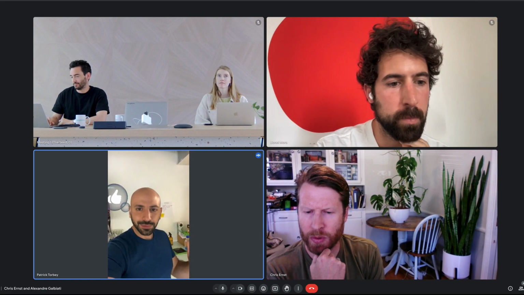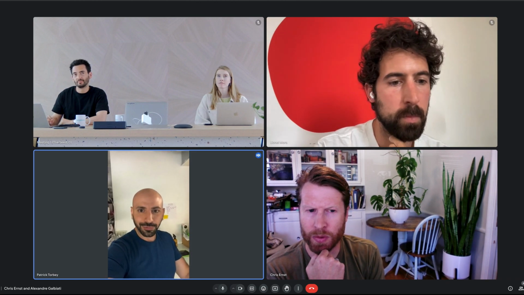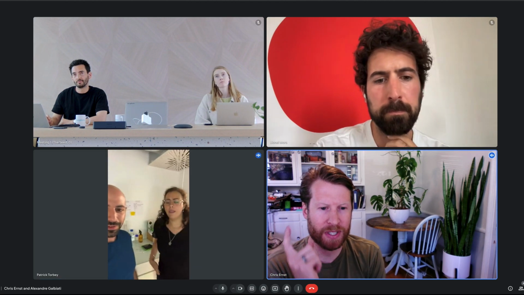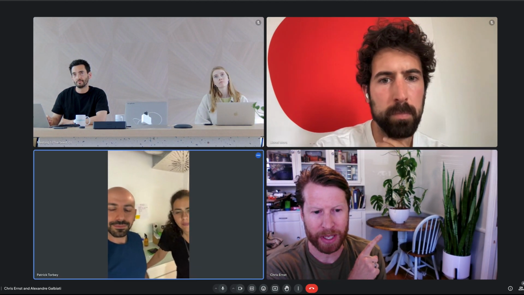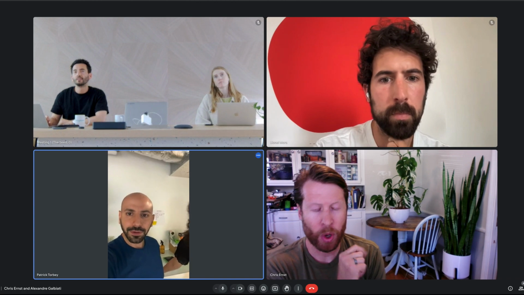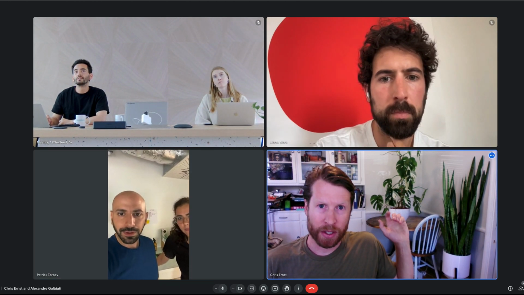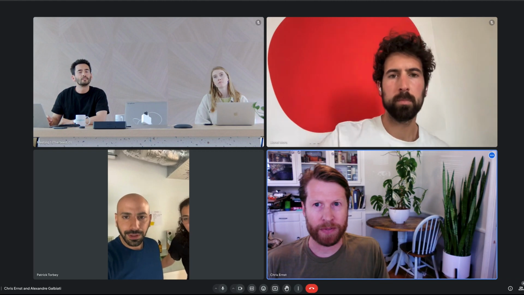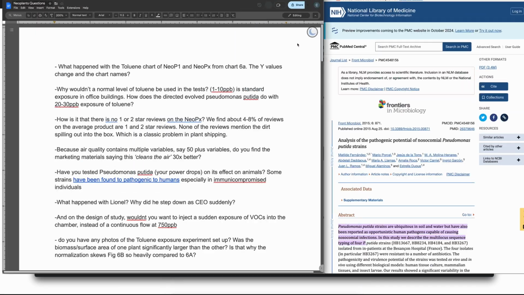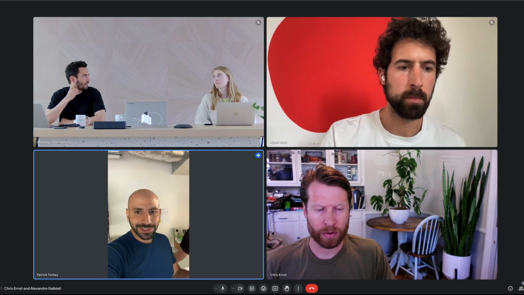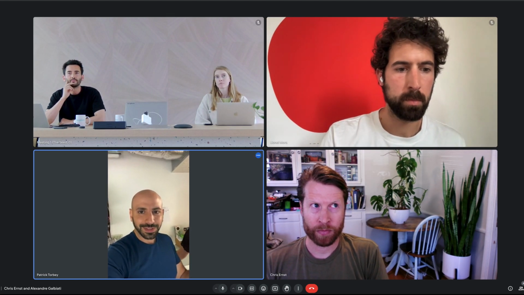So just to make clear, this was a mistake that we made on our original version of our white paper. Both white papers say a continuous flow of toluene at 750 ppb. Yes, that was a mistake. It was 700 carbon atoms in toluene.